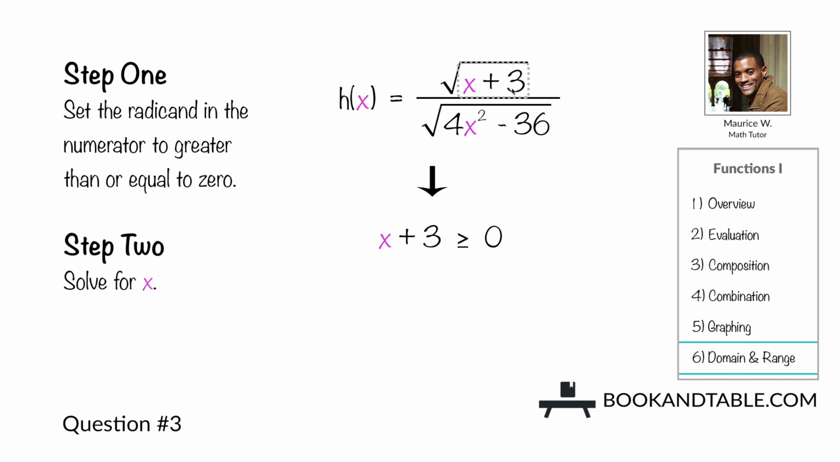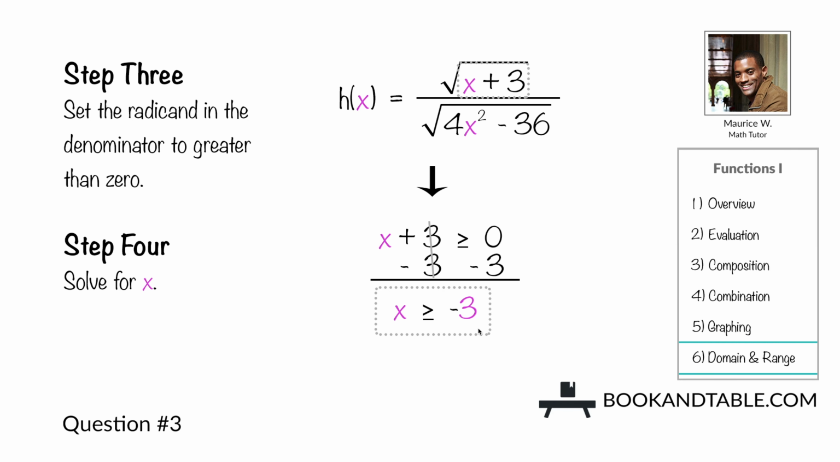So x plus 3 is greater than or equal to 0, and then we solve for x by subtracting 3 from both sides. So x is greater than or equal to 0 minus 3, which is negative 3. So this is the first restriction we're working with. x is greater than or equal to negative 3, so we'll put that to the side.